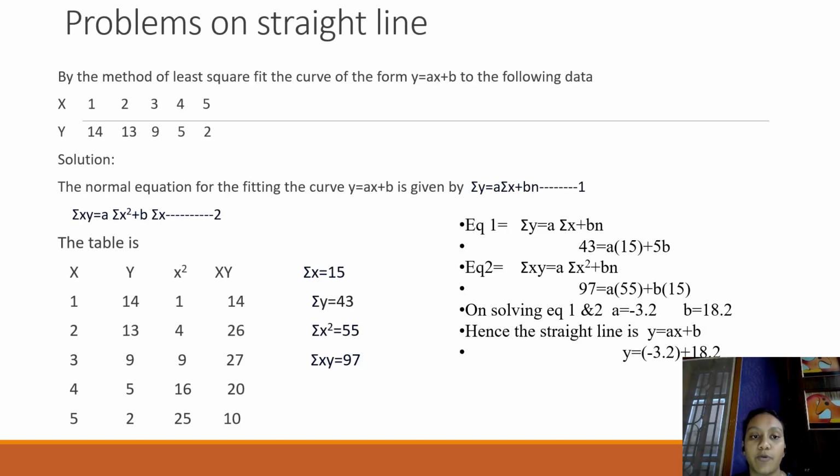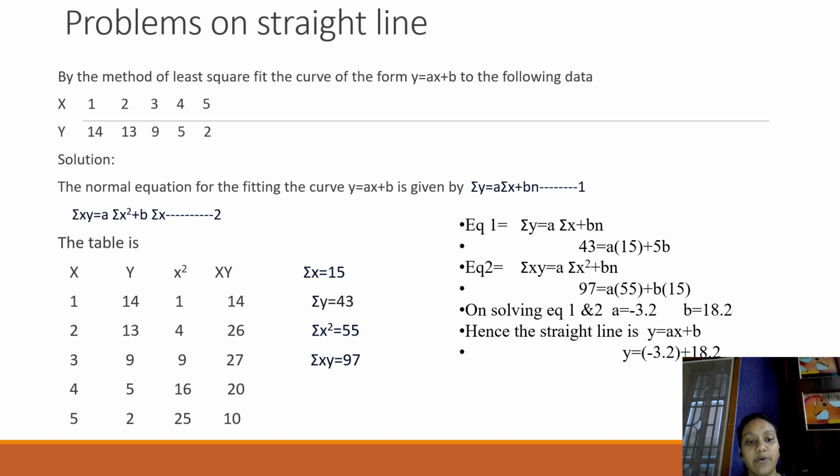Now let's check out the problems on the straight line equation. By the method of least square fit, fit the curve of the form y = ax + b to the following data. The given data is x = 1, 2, 3, 4, and 5, and y = 14, 13, 9, 5, 2.